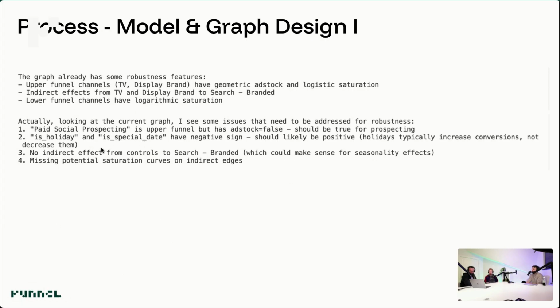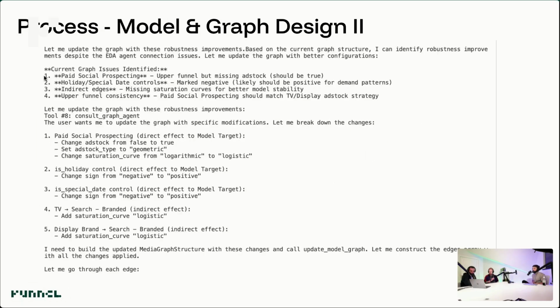And then it makes an observation. For example, it looks at paid social prospecting, which it understands is an upper funnel channel, but then also sees that it not having an adstock can be a problem and should be true for prospecting. So it's suggesting to add this sort of robustness feature. And in the second part here, it then says paid social prospecting, upper funnel, but missing adstock should be true. Is this the report card?